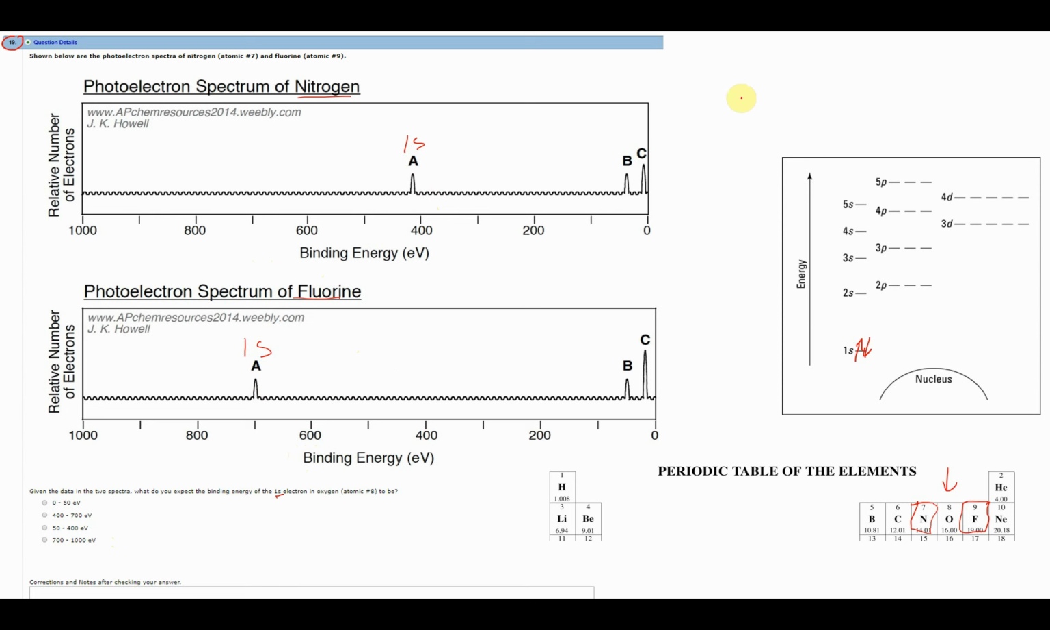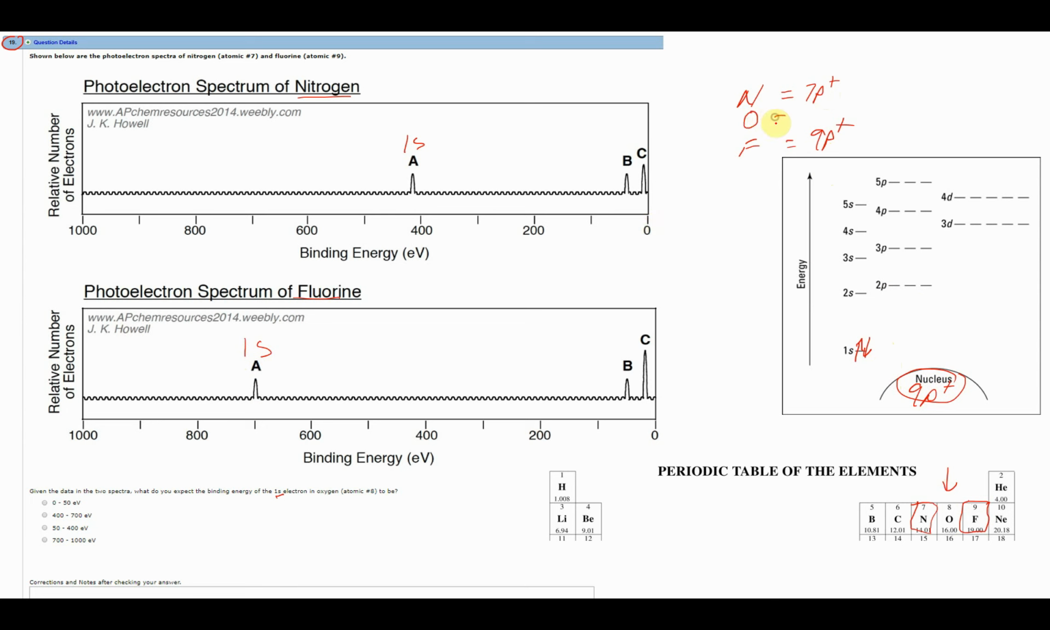Well, remember that a nitrogen atom, this 1s electron that's right here, in nitrogen, its nuclear charge would have 7 protons in it. Fluorine has 9 protons in it. So you can imagine that if fluorine has 9 positive charges, that's a much more attractive nucleus to these electrons, and that's why you're seeing a really high binding energy of 700. Whereas nitrogen's a lot less because it has less strong of a nuclear charge.